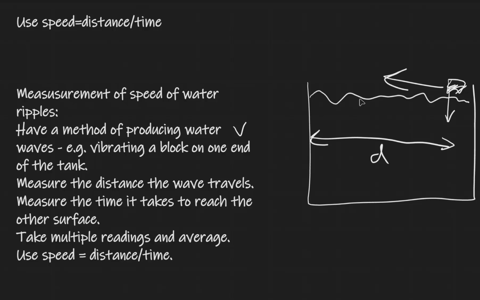Let's call that D. And we also need to measure the amount of time that it takes. As always, we're going to take multiple readings and average, and finally we're going to use speed is equal to distance over time, and this will give us the speed of the water wave.